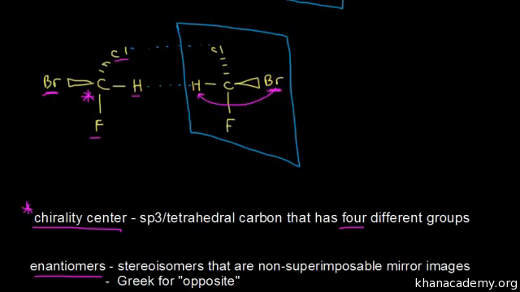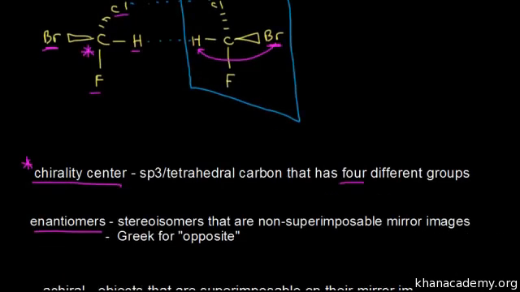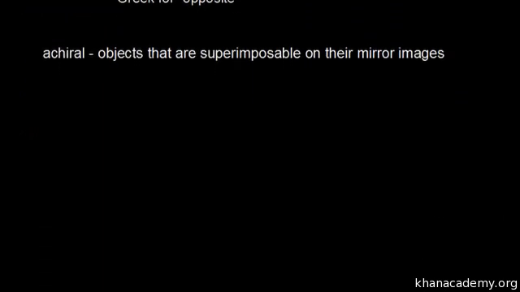Let's take a look at a molecule that is achiral, so a molecule that does not have a chirality center. Objects that are superimposable on their mirror images are said to be achiral. So if we had a carbon here bonded to 2 fluorines like that, and then we had a hydrogen coming out at us, and then we had another hydrogen going away from us, and if we reflected this molecule in a mirror, we would obviously get the mirror image.